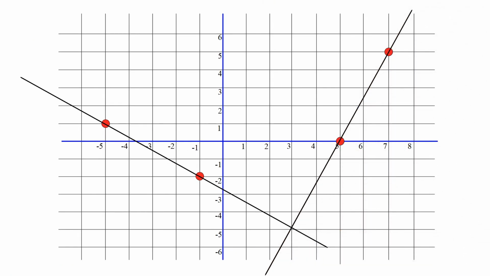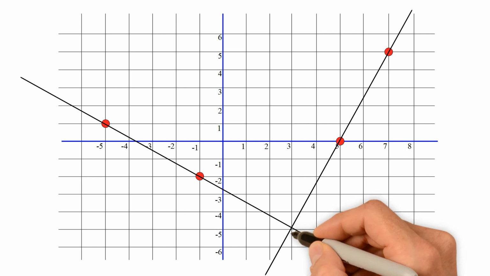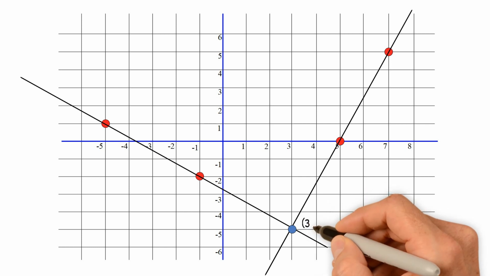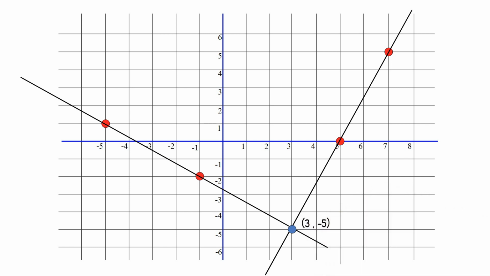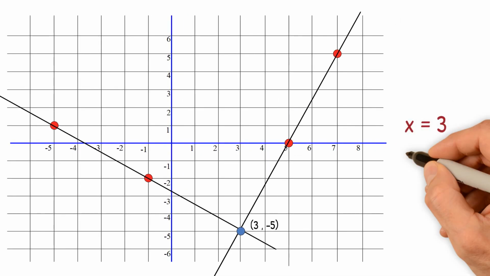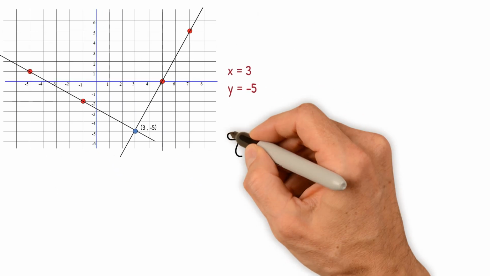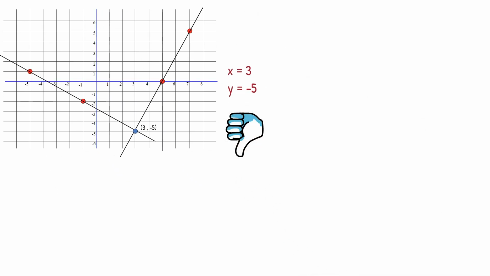The remaining step is to have both on the same pair of axes on the same Cartesian plane and see where they crisscross, see where they intersect. If we draw these 2 lines on the same Cartesian plane, we can see that the 2 lines intersect at point 3, negative 5, which means that our solution is x equals 3 and y equals negative 5. Note that we could have picked any values for x or y on any graph, and we would have gotten the same result.